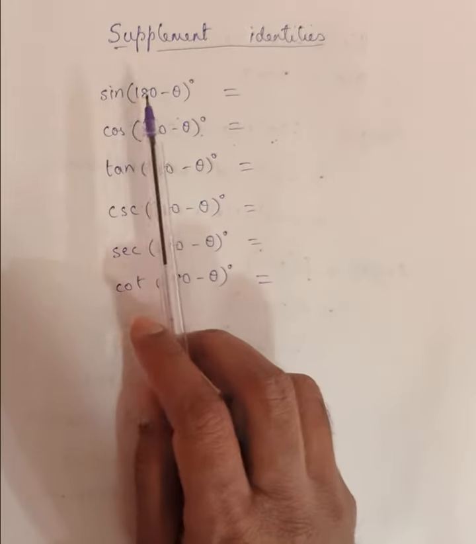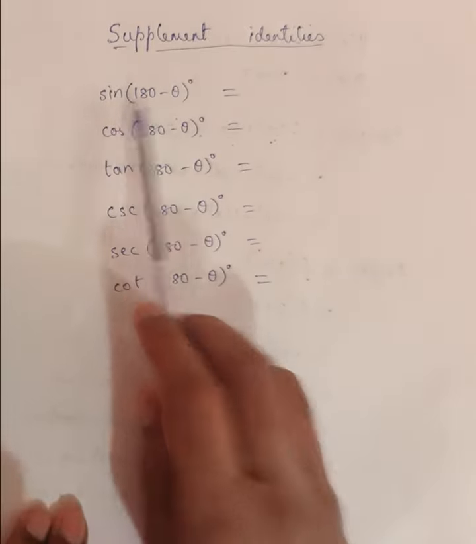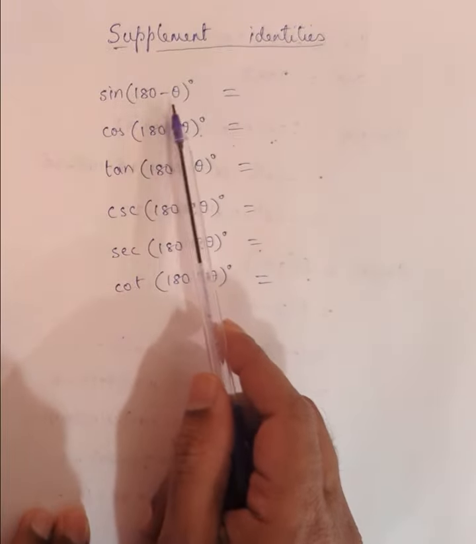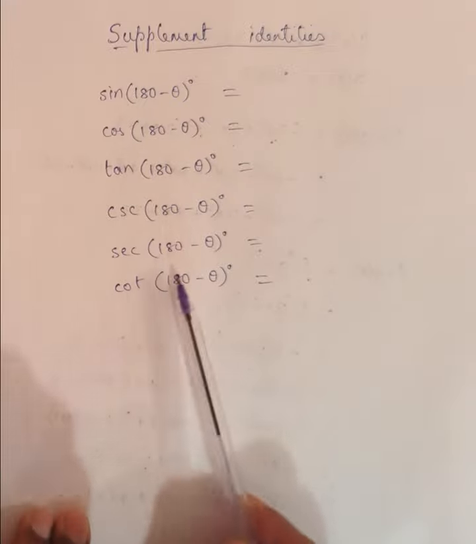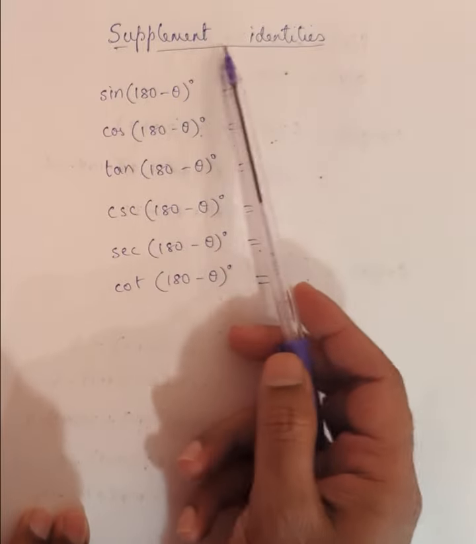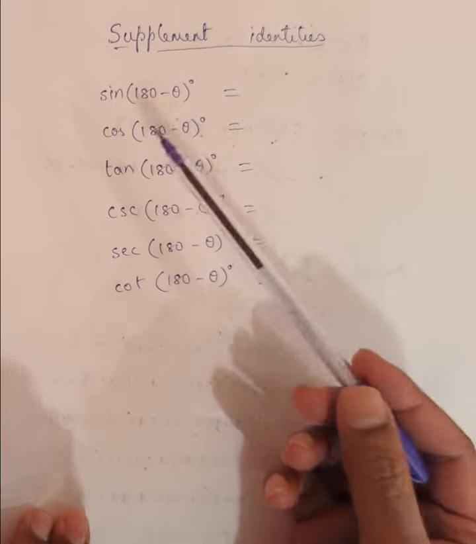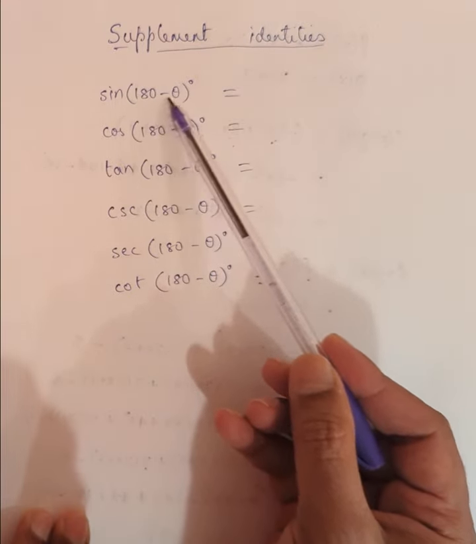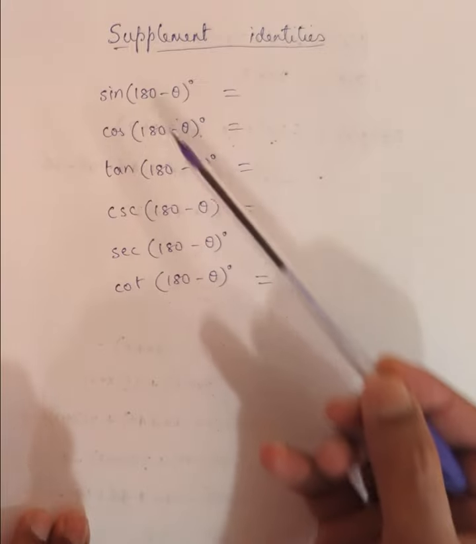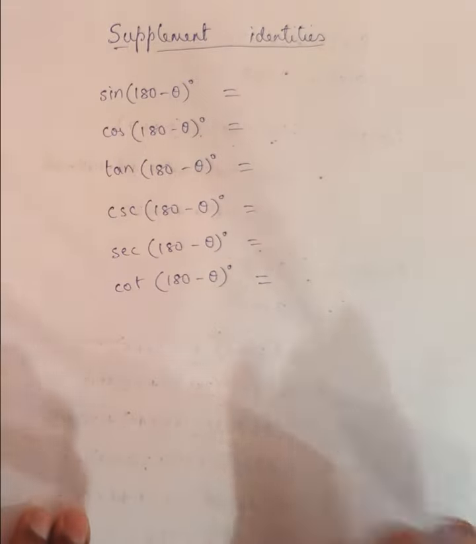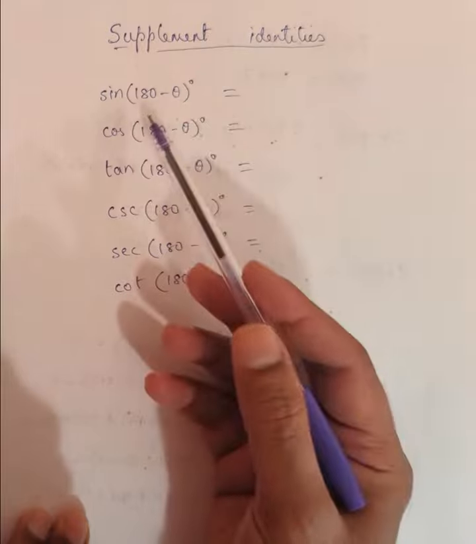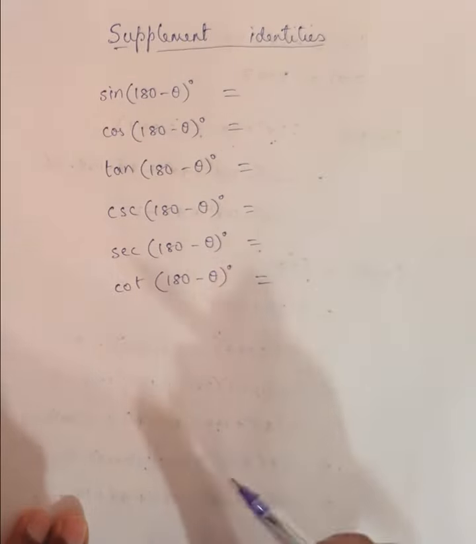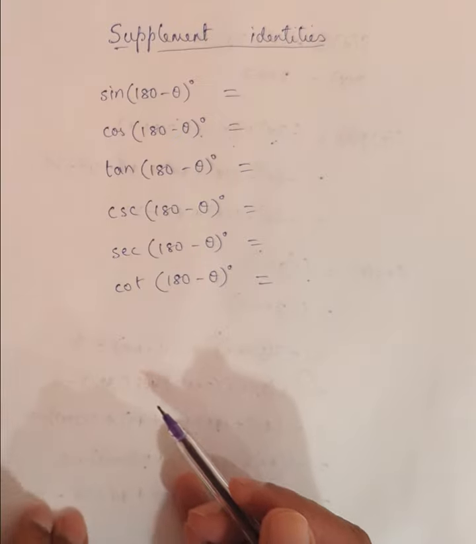In this video, we'll try to write sine, or all the trig functions, for 180 minus theta degree angles. Now, this is not standard terminology, but for lack of a better word, since they are supplementary angles for theta, I'm calling them supplement identities. Now, I want to write them in terms of just theta. And here is what is important.